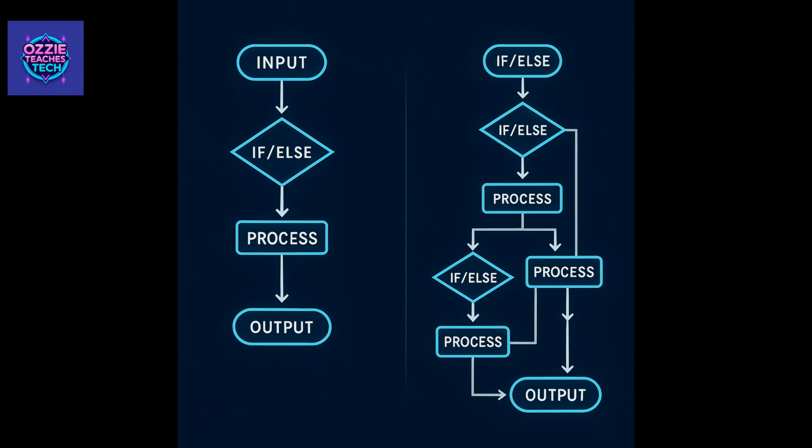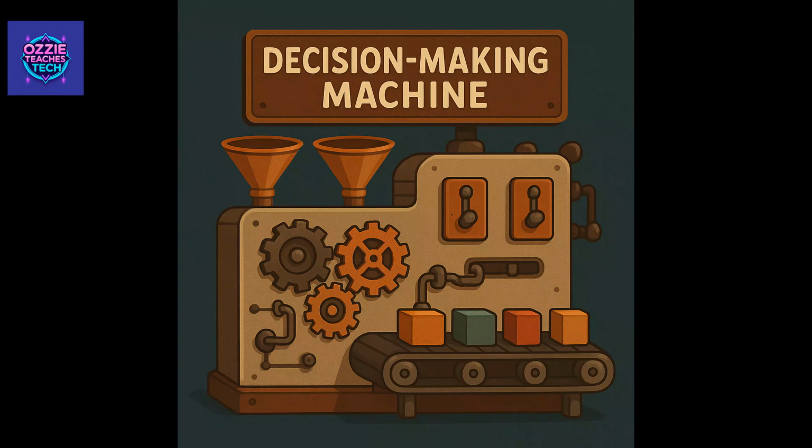Let me give you a better way to think about it. An algorithm is a decision-making machine. It's a set of instructions that takes some input, makes decisions based on that input, and produces a predictable output every single time. Let me break that down into 4 core concepts.